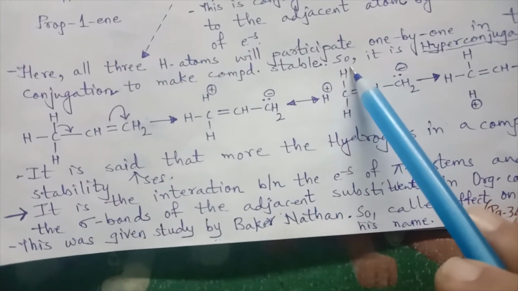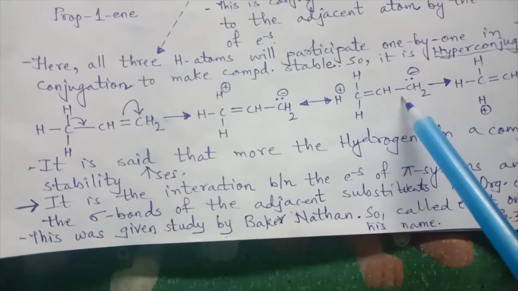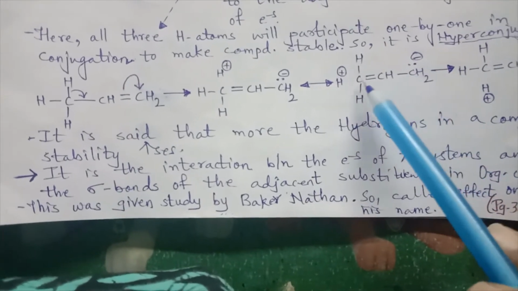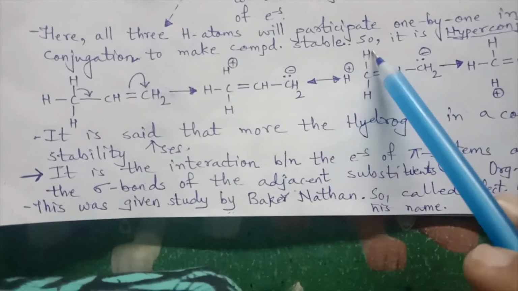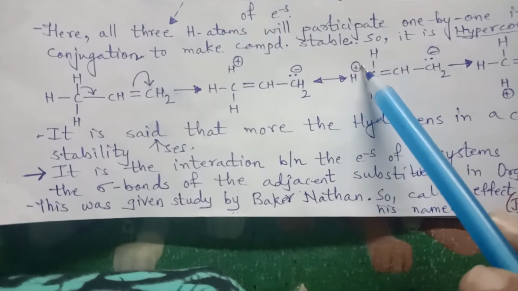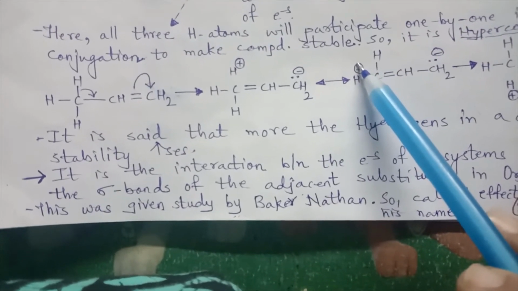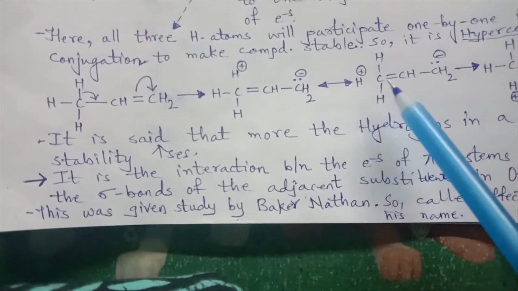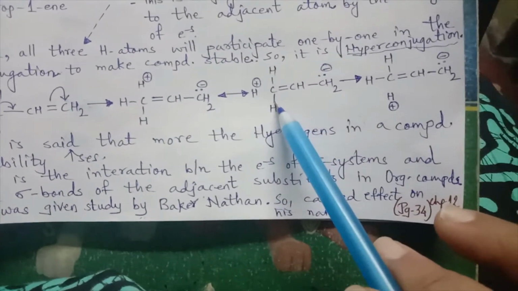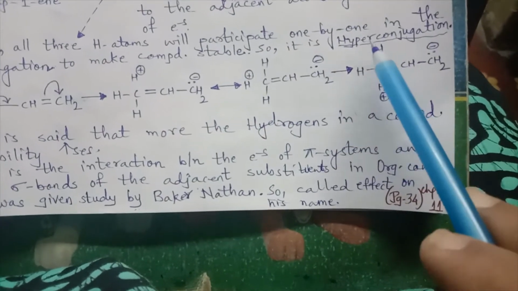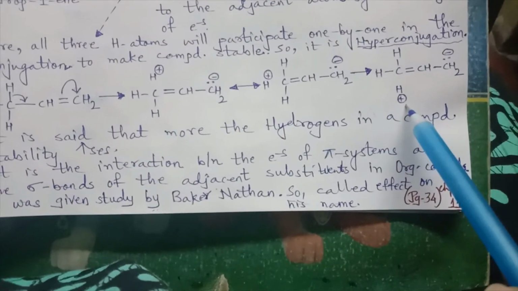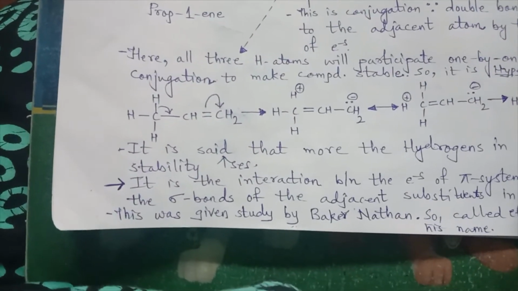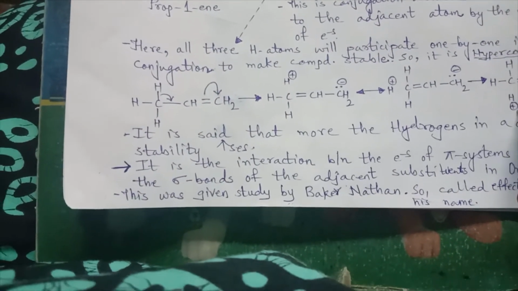Now what happens? This hydrogen, here negative, and it has acquired 2 charge. Now this bond is replaced to this hydrogen, and this hydrogen will take a positive charge. At the same time, this hydrogen will now shift the bond here and it will acquire the positive charge, right? So all three hydrogens one by one participate in the conjugation and there exists hyperconjugation.